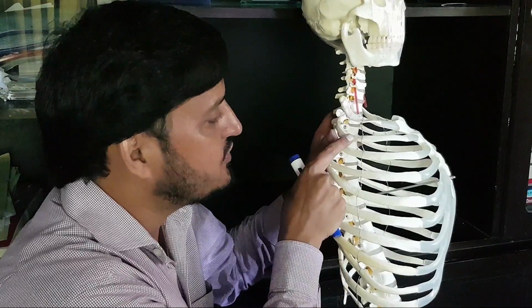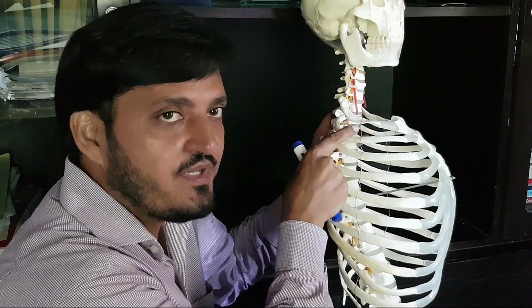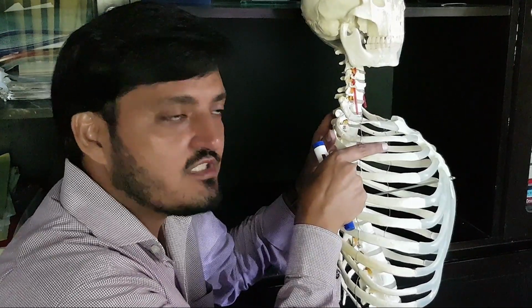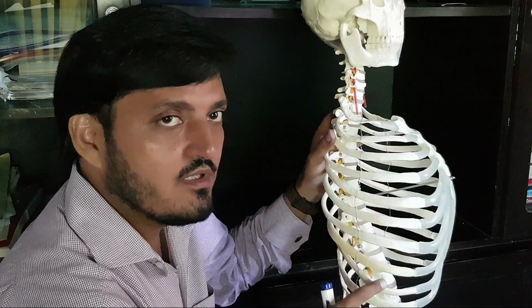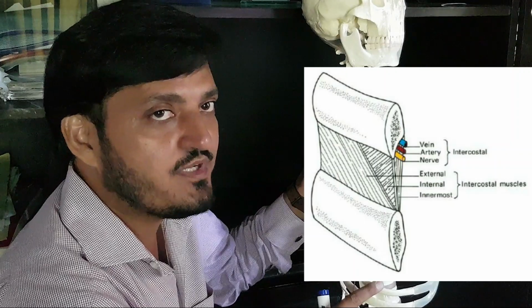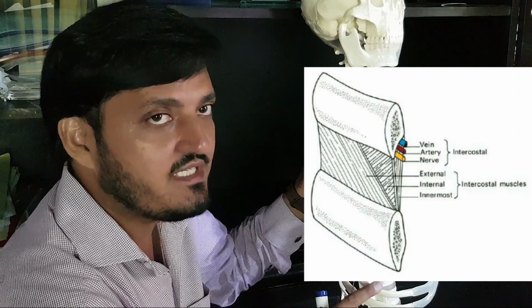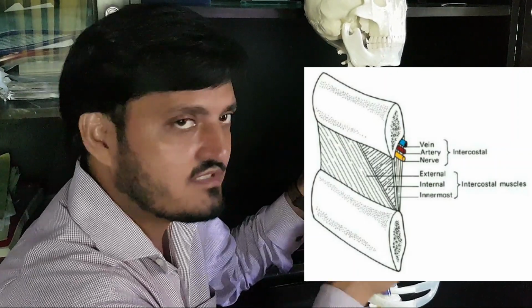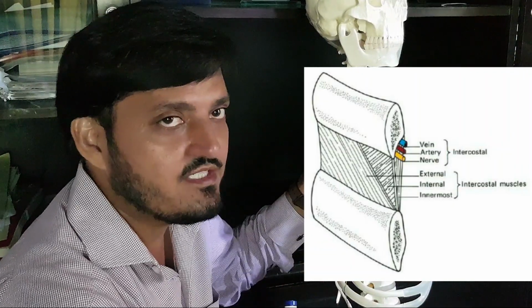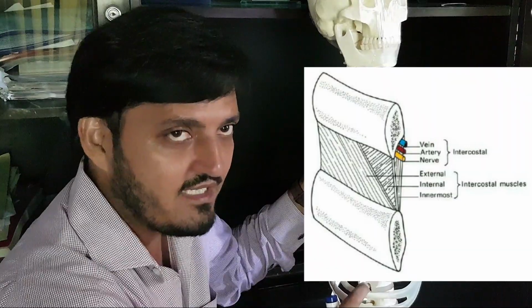Between rib number 1 and 2, we have got first intercostal space. Between rib number 2 and 3, we have got second intercostal space, and so on. We have got 11 intercostal spaces, and 11 intercostal spaces will have intercostal arteries, intercostal veins and intercostal nerves. There are some special additional points for the intercostal spaces as well.